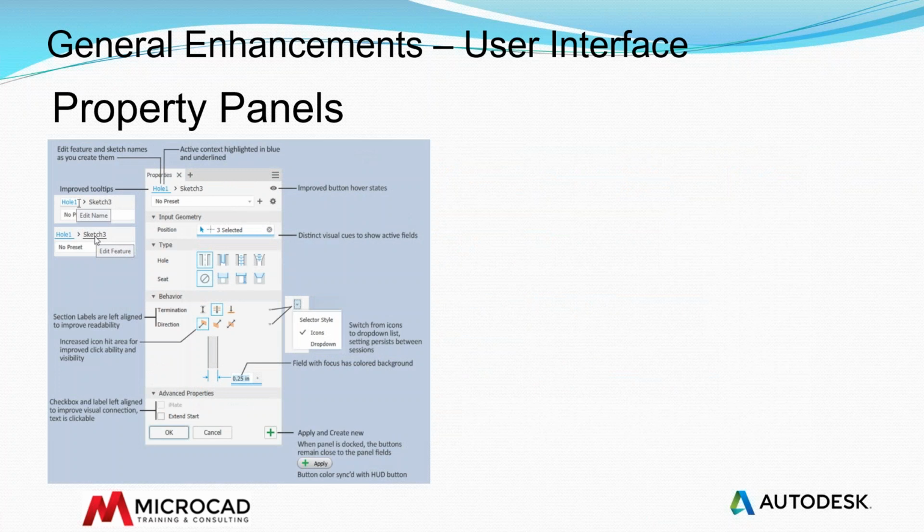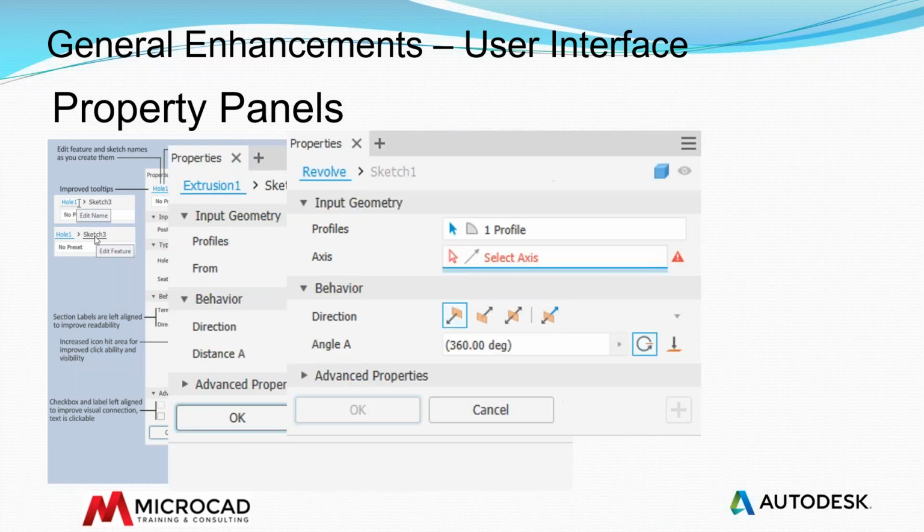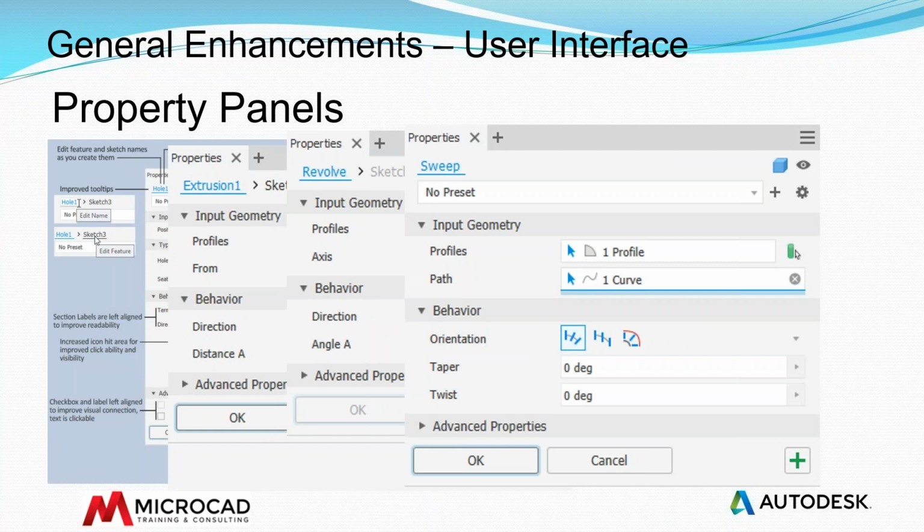Starting with Inventor 2019, we saw Autodesk deliver the first property panel with the hole command. With Inventor 2020, you'll see more commands make use of the panels, and more commands will be updated throughout the year. We'll see more about the property panels later in this presentation.